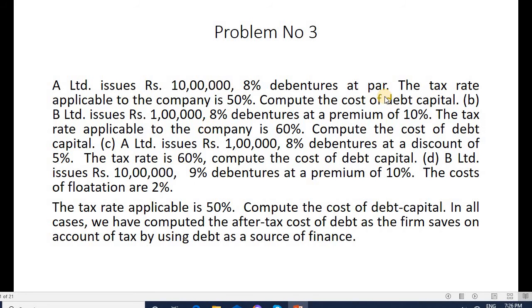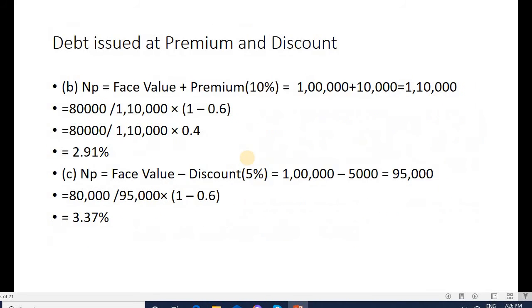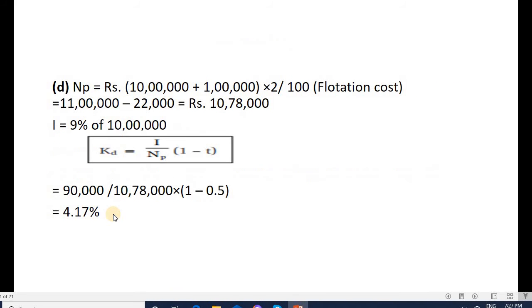Situation C is: A Limited issues 1 lakh 8% debentures at a discount of 5%. Tax rate is 60%. Here, the discount is 5%. So, 5% of 1 lakh is 5,000, that is 95,000 is net proceeds. And 1 lakh 8% debentures means again the interest is 80,000. 80,000 divided by net proceeds 95,000 into 1 minus the tax rate 0.6, so 0.4. So, 80,000 divided by 95,000 into 0.4 is 3.37%.